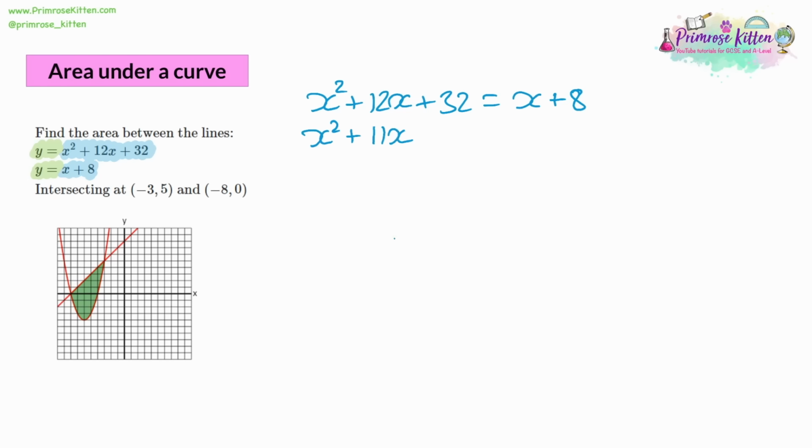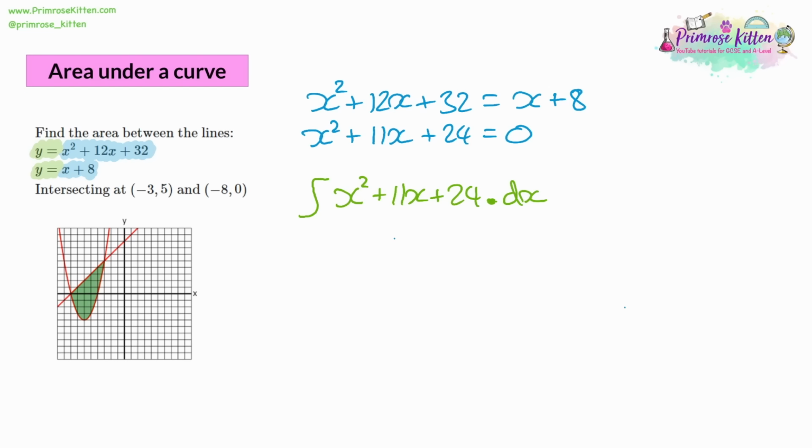12 take away 1 is 11x. And we can take 8 away from both sides. 32 take away 8 is 24. And now they're combined together. Now we can integrate that. So we can integrate x squared plus 11x plus 24.